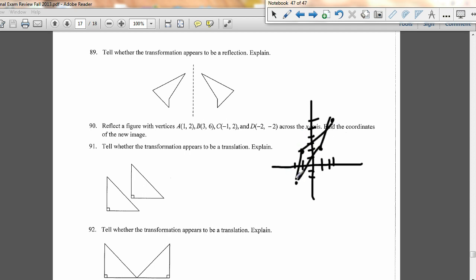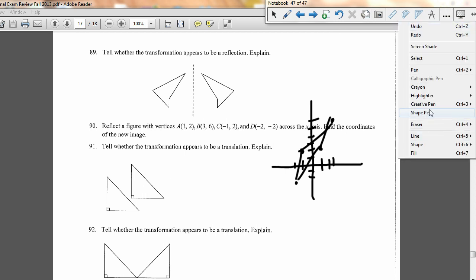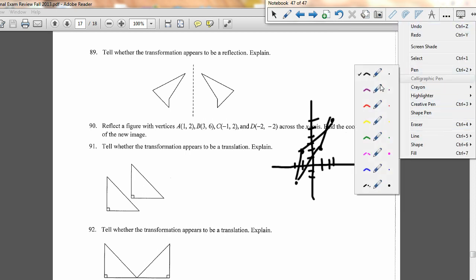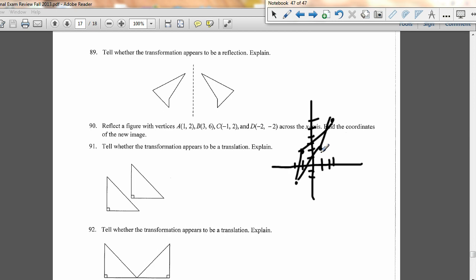You reflect them over the x-axis, so you just count how far away it is from the x-axis and go the other direction. So, for example, this one is 2 away from the x-axis. I'm going to go 2 down. Put it right there. This one is 6 away from the x-axis. I'll go 6 down. It'll be somewhere around right here. This is 2 up. I'm going to go 2 down and put it right there. And this is 2 down this way, so I'm going to go 2 up. Put it right there. And then just connect all of the points. And there should be the reflection. It's not a great drawing, but that should be the reflection across the x-axis. Alright, so just do the opposite.